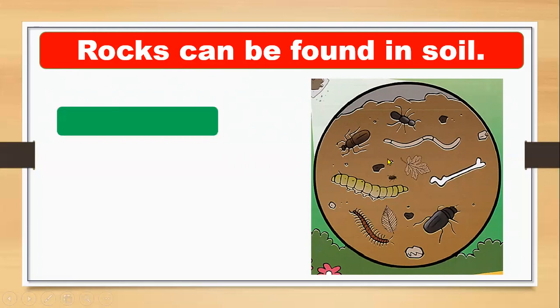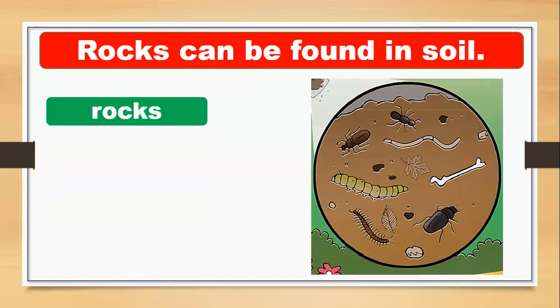Now I'm going to point out the things. The first one is rocks. Rocks are dead things, and you can find them in the soil, but they should be small. Look at the rock. Can you see it? This is the rock. Can you see them? These are the small rocks you can find in soil. So here are the rocks.